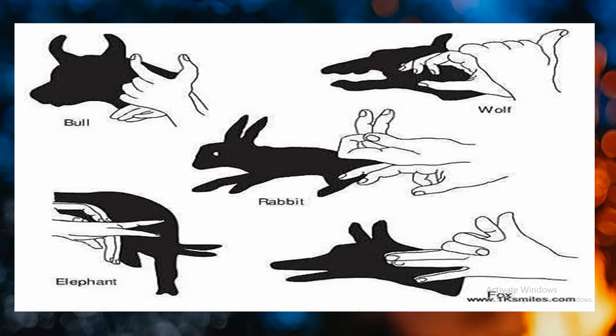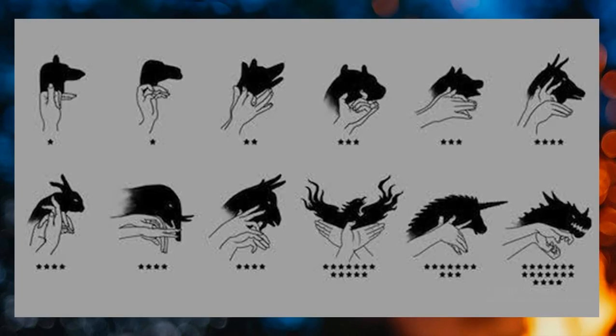Over here you can see the bull, rabbit, wolf, then dog, or should I say fox, elephant. These shadows are made by just performing gestures of the fingers. So please try at your home. Over here, the tricks and gestures are given by which you can see the different shadows of an animal. You have to play it and show your friends and let them identify which animal's shadow this is.